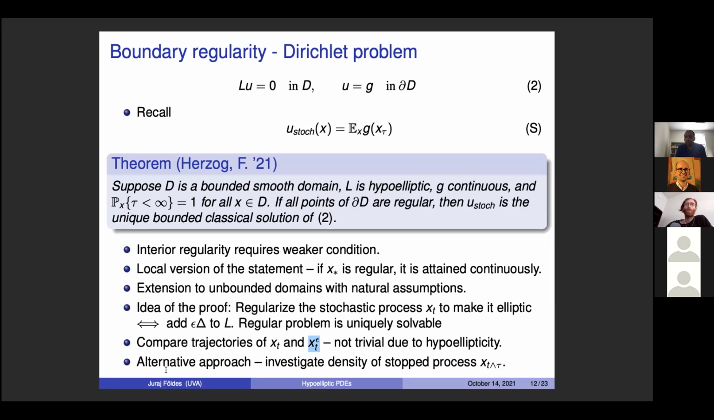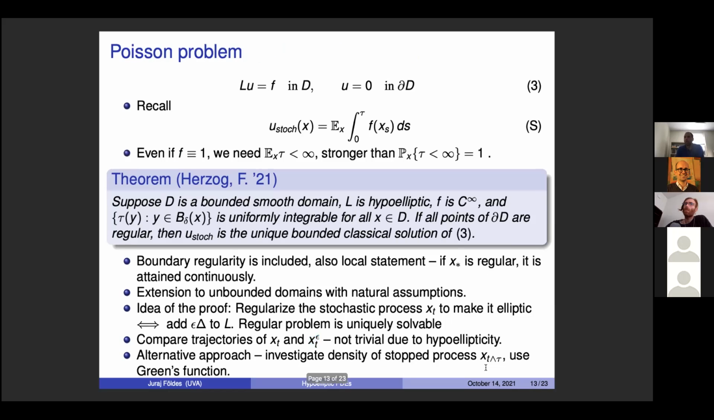There's actually an alternative approach, which is even better than this regularizing approach. It's giving better results, cleaner results, and more general results, in that we actually work directly with the density of the stopped process X(t) until it reaches the boundary. Again, I don't want to go into details here. So, all right, we also have results for the Poisson problem, and then you can combine those two.